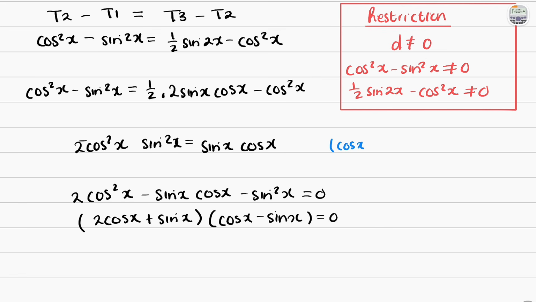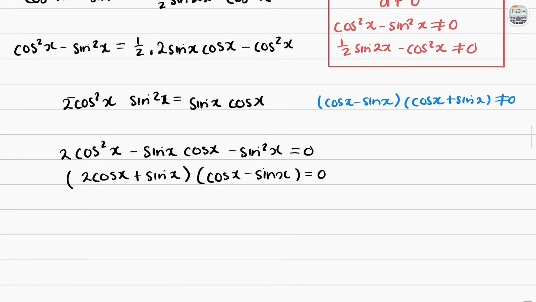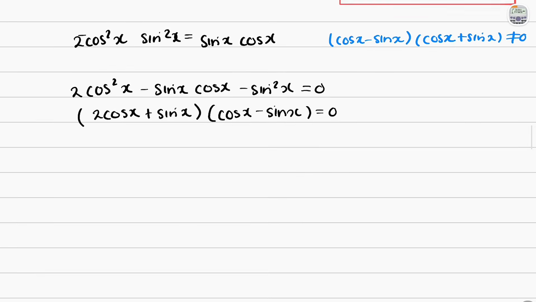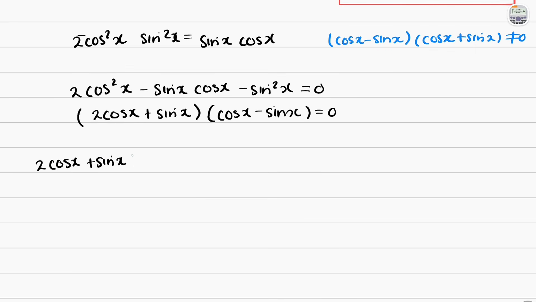So this is going to be cos x minus sine x multiplied by cos x plus sine x, using the difference of two squares. We know that this should not be equal to 0. You see the problem here? If we are trying to solve for x, then of course cos x plus sine x should be equal to 0, or this cos x minus sine x is equal to 0.